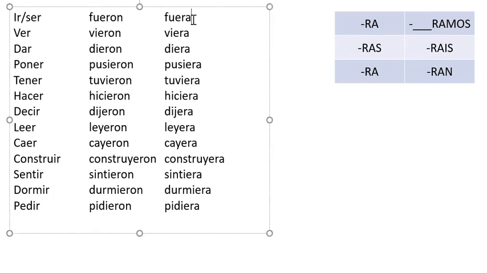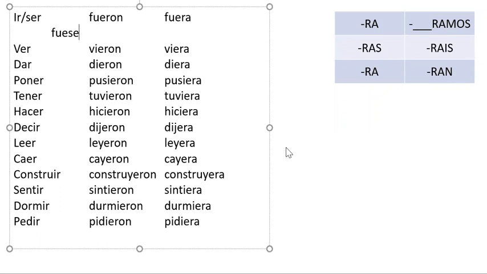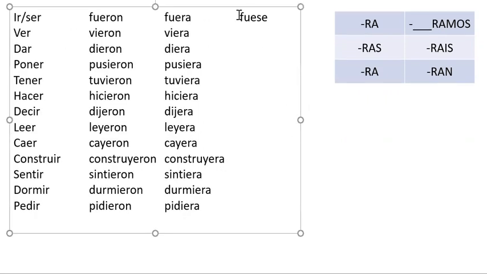Now, again, we did learn another conjugation that goes with these, and instead of having the RA at the end, you could replace all the RAs with an SE. So, fuese, diese, pusiese. We're not going to do that very often, but again, you will definitely come across these with those endings.